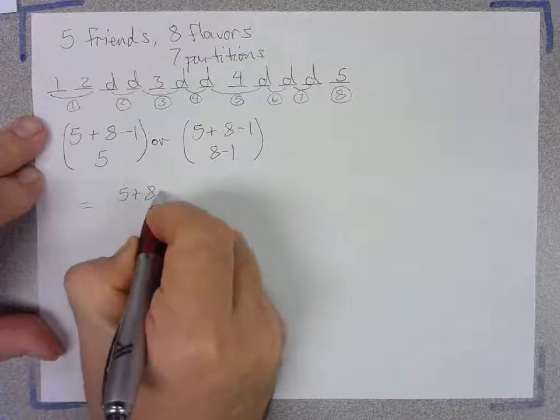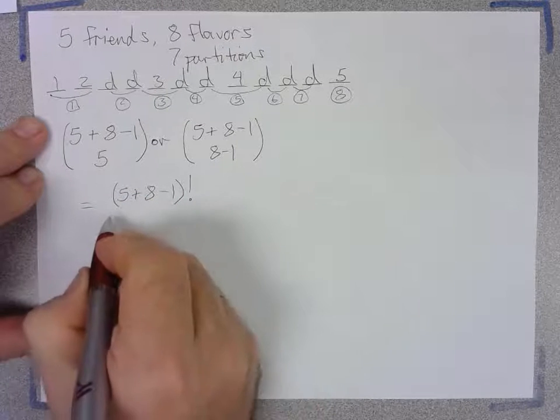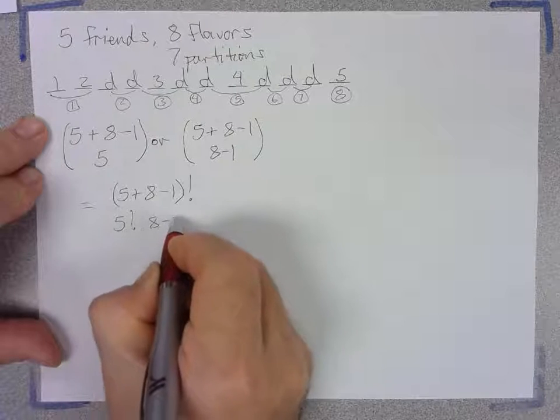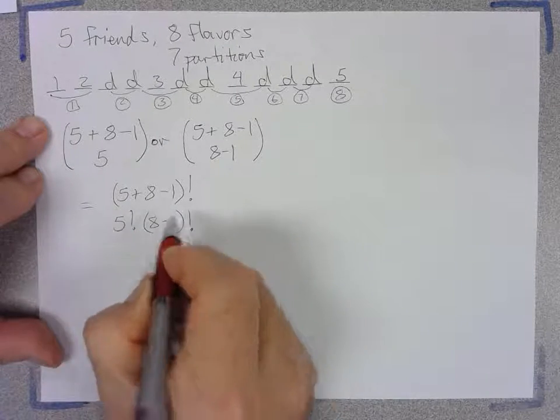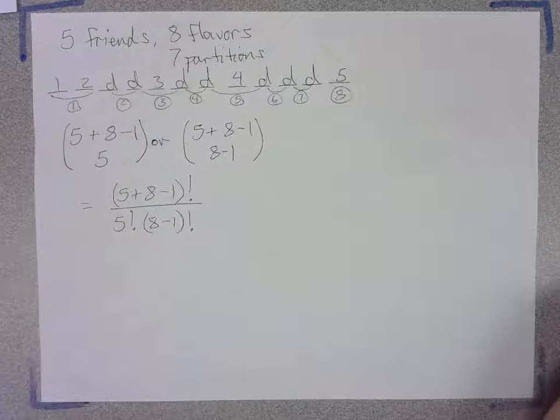Either way you do it, you're going to end up with (5 plus 8 minus 1) factorial over 5 factorial times (8 minus 1) factorial. Okay. Either way, that's how you do it.